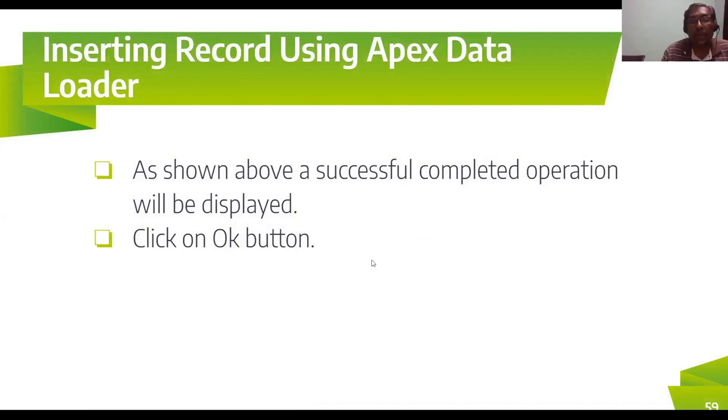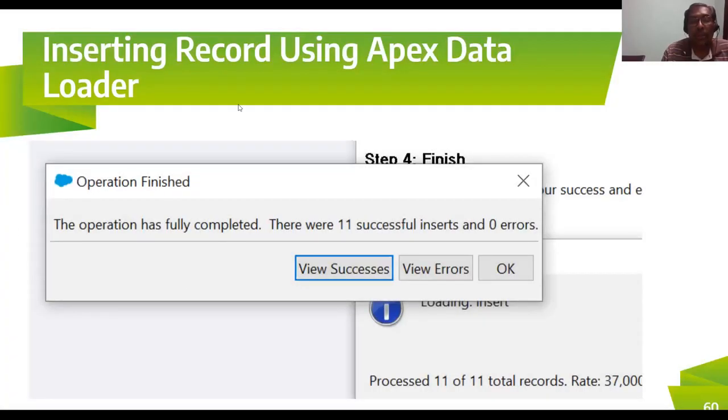As shown above, a successful completion of the operation will be displayed. Now click on the OK button. Likewise, it is going to say the operation has been fully completed. There are 11 records inserted, 0 errors. So when the record insertion is successful, it is going to show the message stating that the operation has fully completed. There were 11 successful inserts and 0 errors.